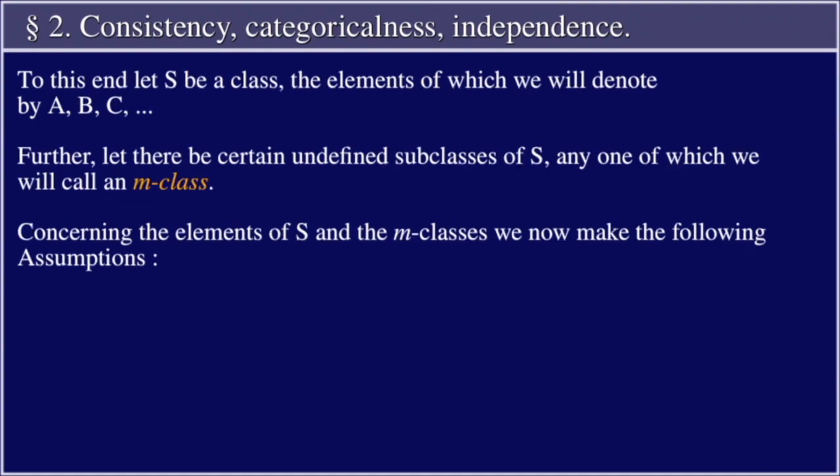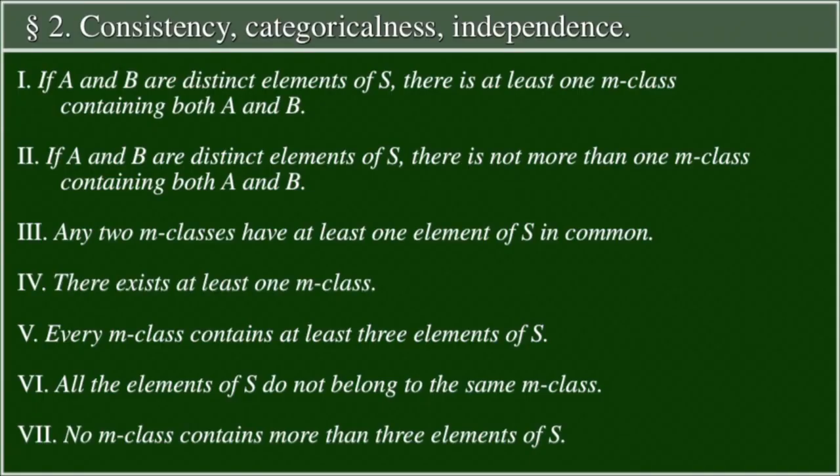To this end, let S be a class, the elements of which we will denote by A, B, C, etc. Further, let there be certain undefined subclasses of S, any one of which we will call an M class. Concerning the elements of S and the M classes, we now make the following assumptions. 1. If A and B are distinct elements of S, there is at least one M class containing both A and B. 2. If A and B are distinct elements of S, there is not more than one M class containing both A and B.